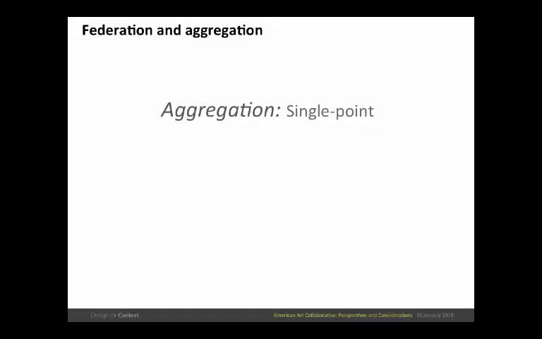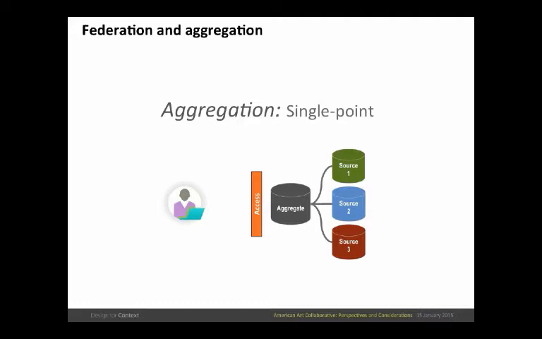So let's talk about aggregation. First example we call single point. You can imagine that you have 3 external resources that are pre-harmonized to a local aggregate, and the user accesses the information through that aggregate.